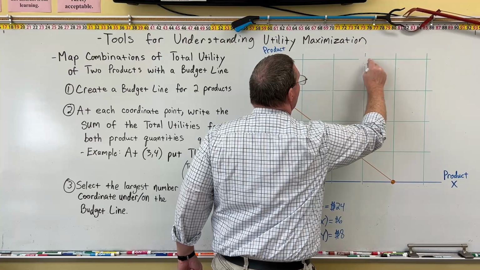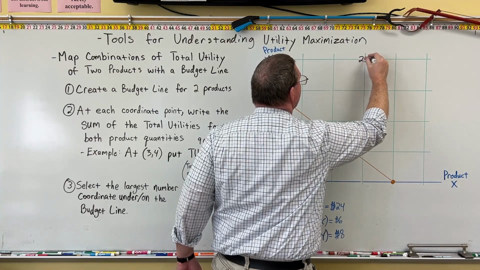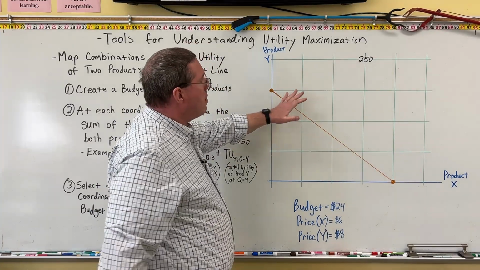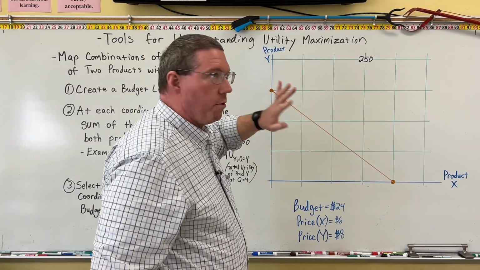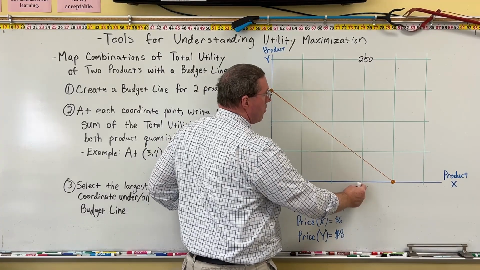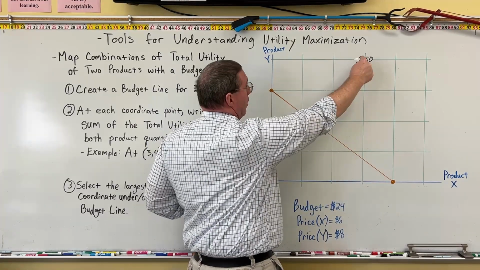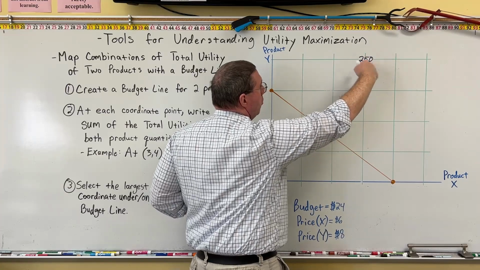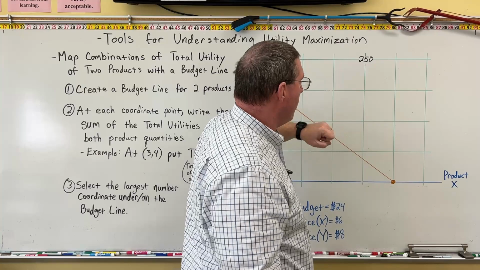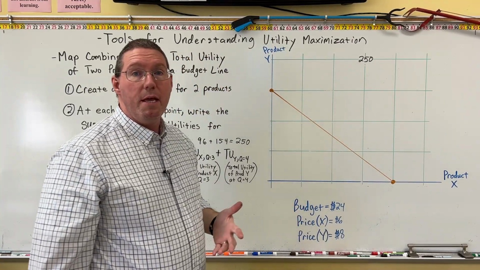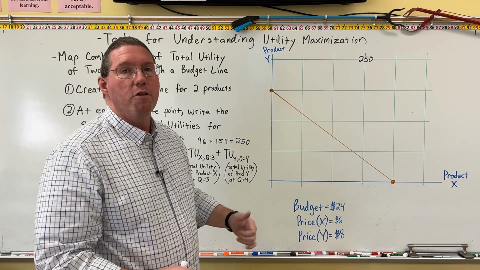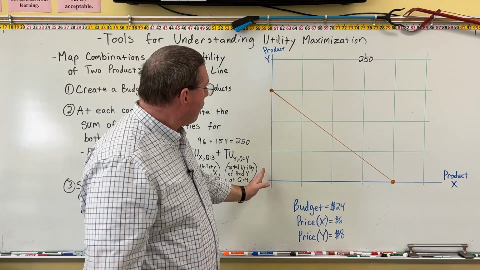And right here, we're going to put the number 250. What does that mean? That means that if this individual or this household consumed 3 units of product X and 4 units of product Y, they would achieve 250 utility. Okay? And so every one of these numbers that are going to be on here are going to be the utilities, the combination utilities for consuming a mix of 2 products. Except for along the axes.